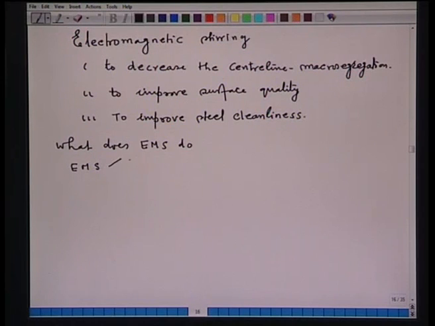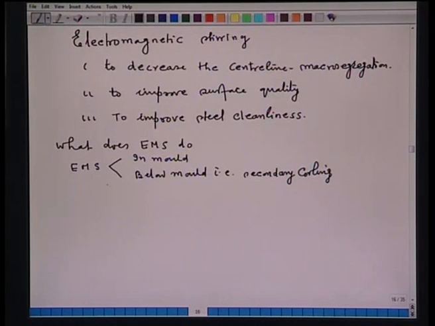That means the electromagnetic stirring can be done either in the mold, or below the mold, that is in the secondary cooling zone, or at the bottom of the liquid pool in the secondary cooling zone.